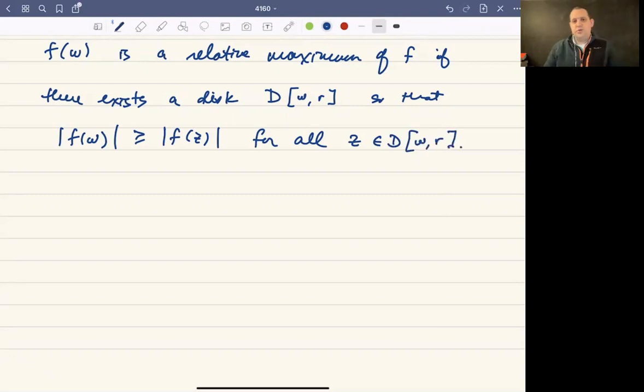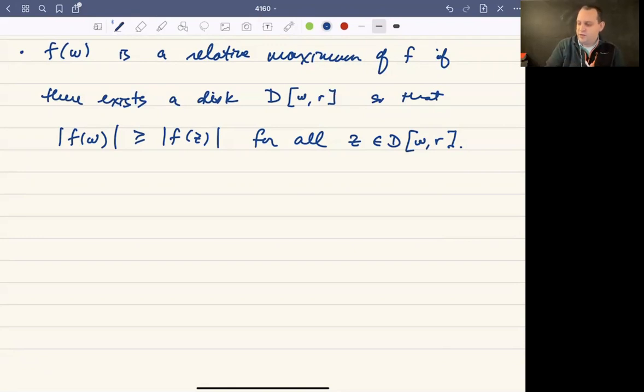So that's what it means to be a relative maximum: there's some open disk where f of W is the largest value. And you get a relative minimum with the same definition, you just reverse the inequality. You get a less than or equal to instead of a greater than or equal to. I'm going to basically work everything as far as maxima go, and then analogous statements are going to be true for minimum values, but I'll let you fill in the details there if you'd like.